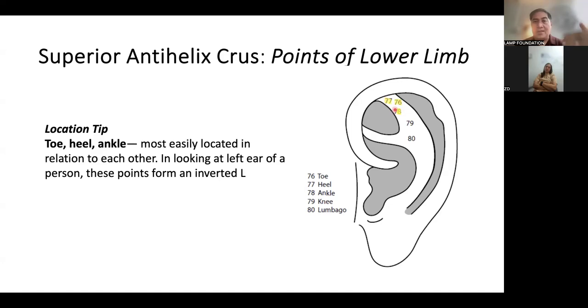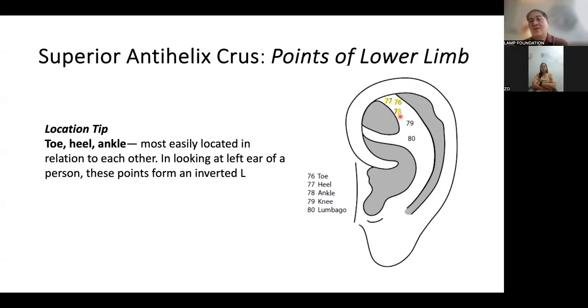Sorry. Nabaligtad pala, no? Ankle, toe. Hindi pala. Doesn't make sense. Ankle, heel, toe. So most easily located in relation to each other. No? So this is the left ear of the person. They form an inverted L. So 77 is heel, 76 is toe, 78 is ankle.